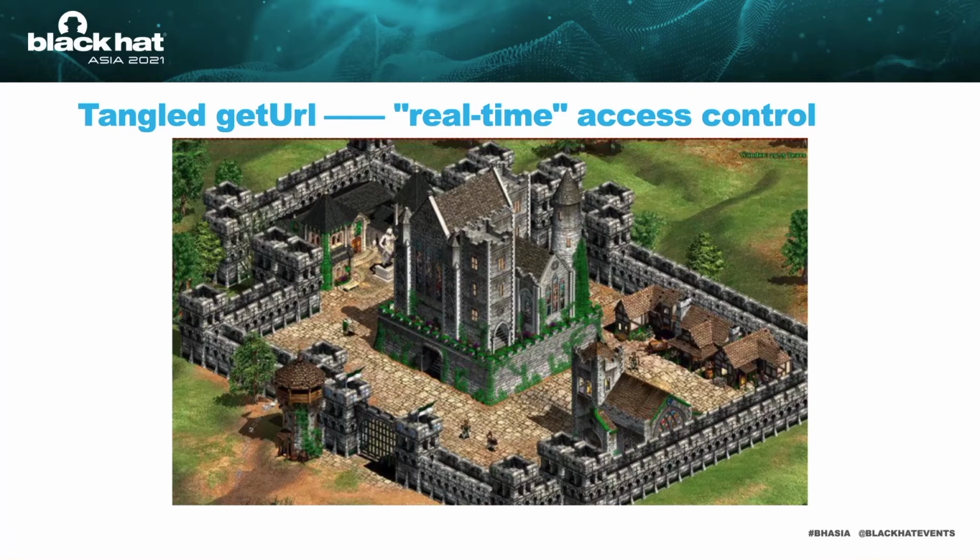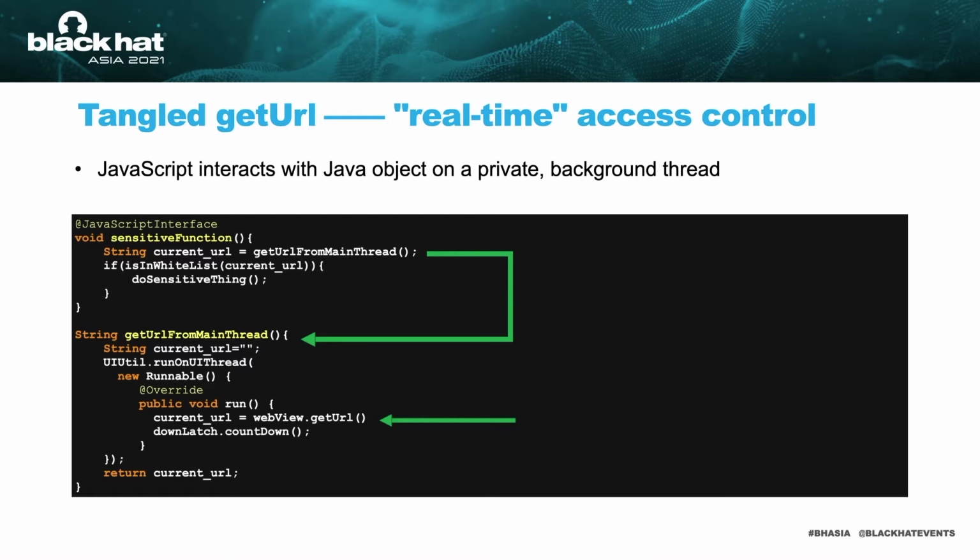So nowadays, more and more applications use real-time access control. They do not get the URL from callbacks, but use WebView.getUrl in the main thread when the JavaScript interface is invoked. This is a real-time function and may not be affected by JavaScript code in most cases.